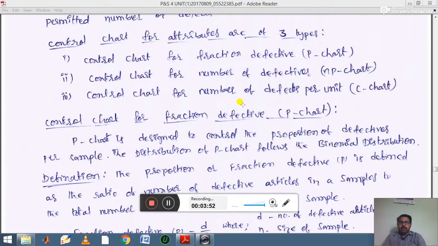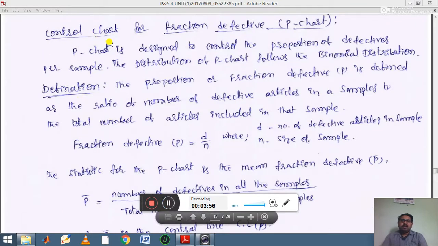Let us understand what a P chart is. First of all, control chart for fraction defective. Always remember, fraction defective means P chart. In an examination, they may not directly mention P chart; most of the time they use fraction defective chart. So fraction defective chart means it is the P chart. The P chart is designed to control the proportion of defectives per sample.